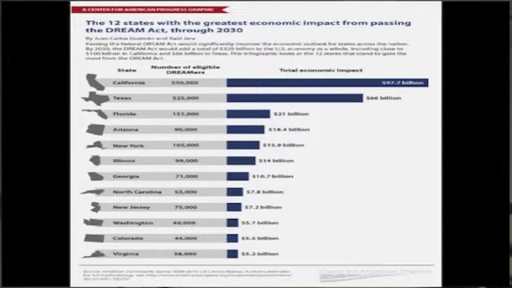This is another visual representation of each state benefiting from the DREAM Act. As you can see, California having a 90.7 billion economic impact. You can see the list goes on.